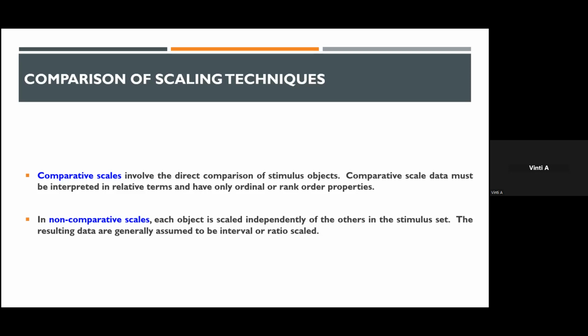So you would have some attributes, and you would measure them, and then depending on that you would rank them on some attribute. Whereas in a non-comparative scale, you don't necessarily measure them by comparing them to somebody. You would just rank them independently.